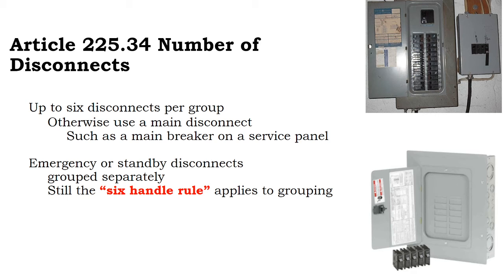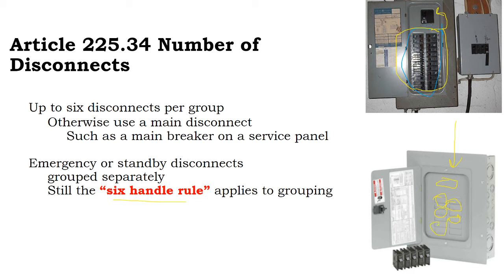The general rule for establishing service panels and power distribution panels and all that is if you have more than 6 handles, this is called the 6-handle rule. If you have more than 6 handles for controlling a service panel, then you need to have a main breaker on top. So sometimes you get these service panels that don't have a main breaker, and they're intended to have 6 breakers or less on them.